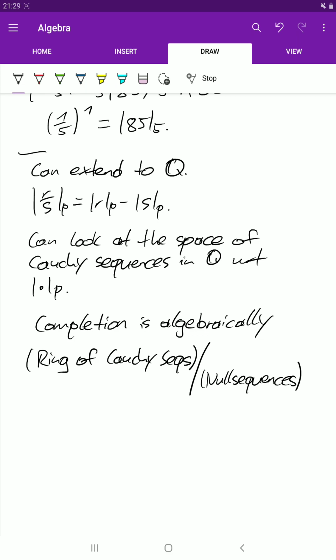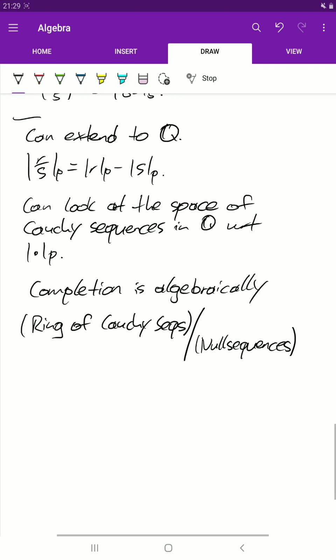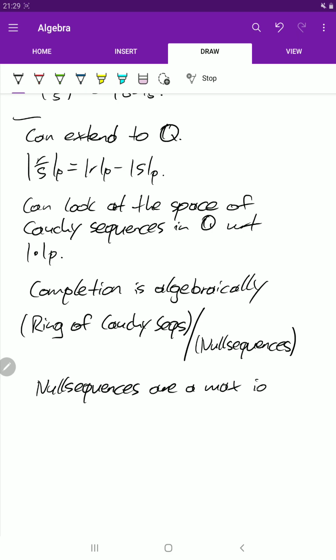Cauchy sequences are bounded. So if we multiply with a Cauchy sequence, it's still going to converge to 0. And also if we add them and so on, we're going to get another null sequence. And the null sequences are a maximal ideal. So we see immediately, using this observation, that the resulting algebraic structure is going to be a field.